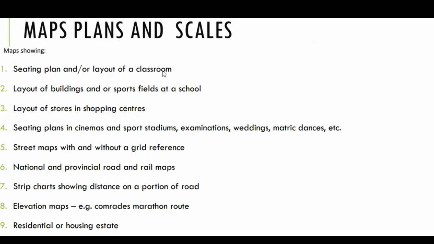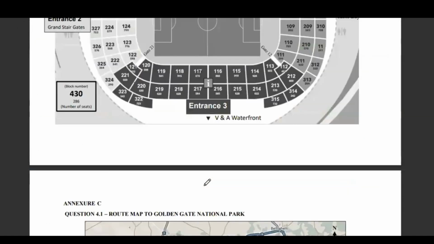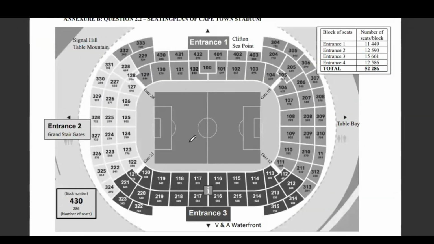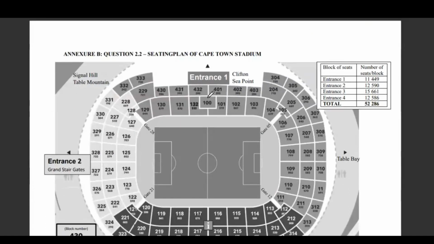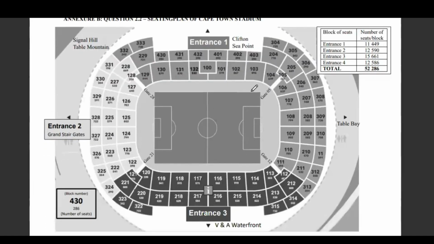What we expect to see in this format is a sitting plan, a layout of a building, which is a floor plan, the layout of stores. It can also be a floor plan, the layout of buildings and a sport field. A sitting plan in cinema. I talked about the stadiums, examinations. We can check on this and you see the sitting like this. This is a sitting plan, but this is for a stadium. Which number is someone going to sit? Which place will the person be positioned? All right, that is it.